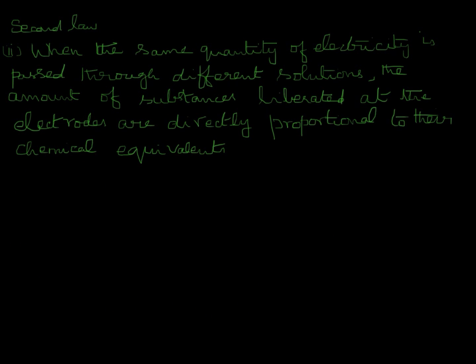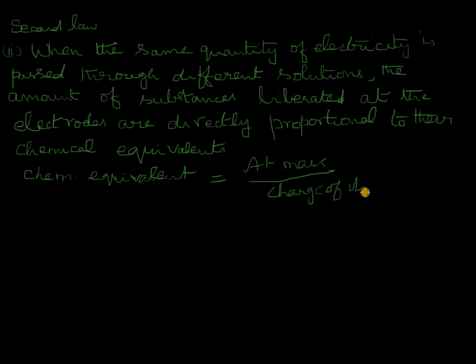The second law of Faraday says when the same quantity of electricity is passed through different solutions, the amounts of substances liberated at the electrodes are directly proportional to their chemical equivalents. What is chemical equivalent? For an element, chemical equivalent or equivalent mass is equal to its atomic mass by the charge on its ion. For example, for sodium, the charge is 1. So, atomic mass itself will be equivalent to its chemical equivalent.